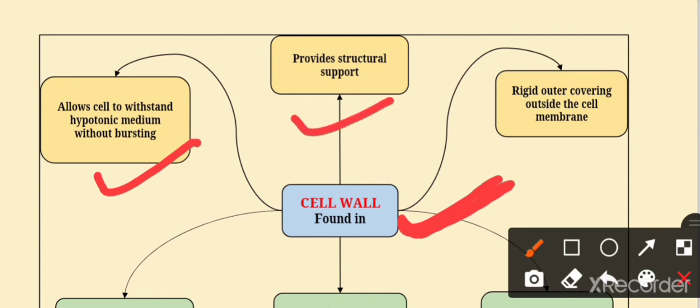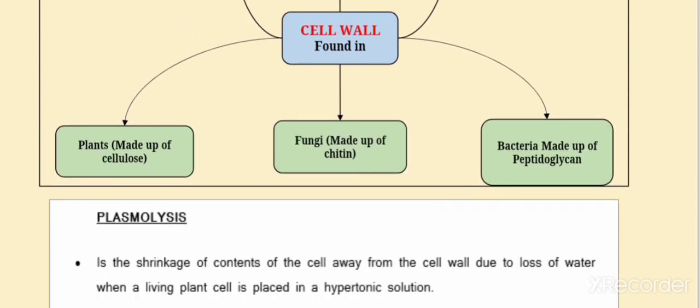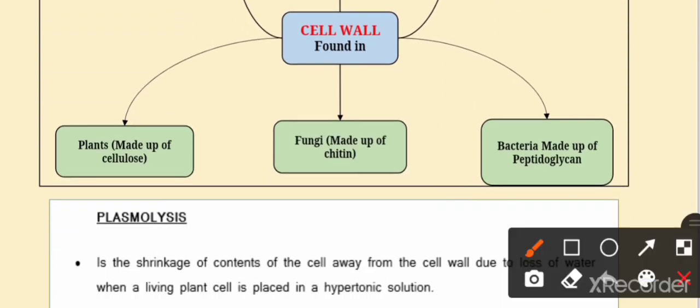Second, it provides structural support, means any plant is erect and hard because of the presence of cell wall. Now the third one, a rigid outer covering outside the cell membrane. So it is the outermost covering. In any plant cell, what is the outermost covering? It is the cell wall. And what is the outermost covering in an animal cell? It is the plasma membrane.